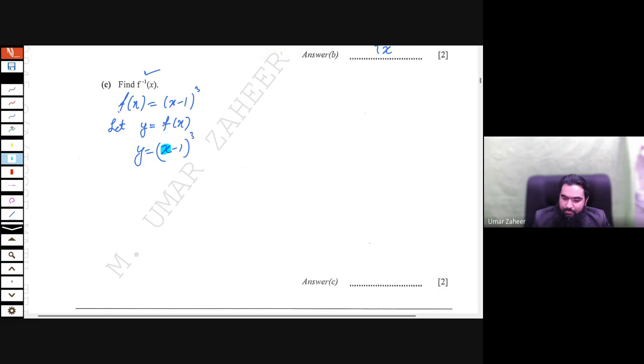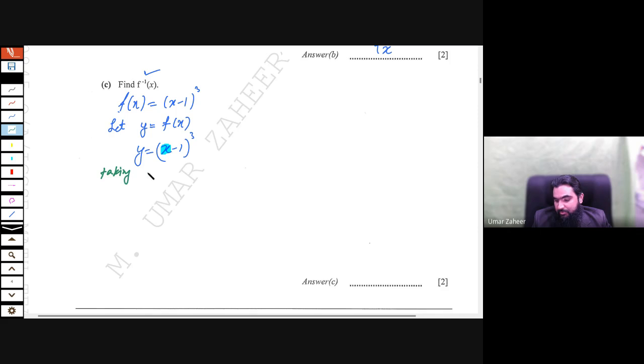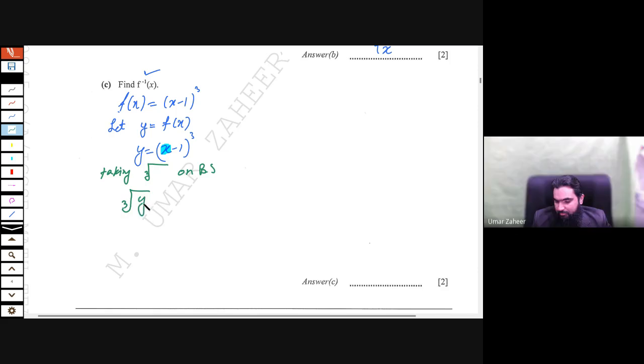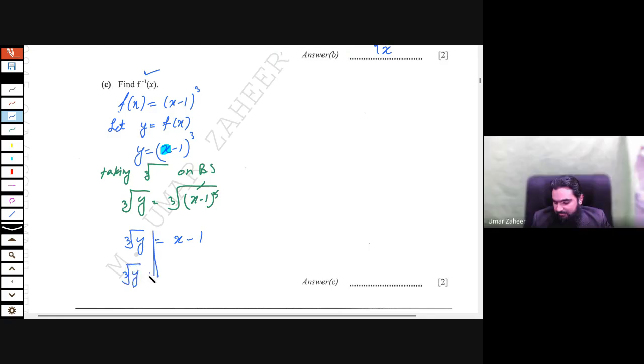How can we remove the cube? Taking the cube root on both sides. The cube root of y, and the cube root of (x minus 1) whole cube is cancelled out. It will be cube root of y is equal to x minus 1. Then we'll make x the subject, so take 1 to the other side as well. It will be plus 1.